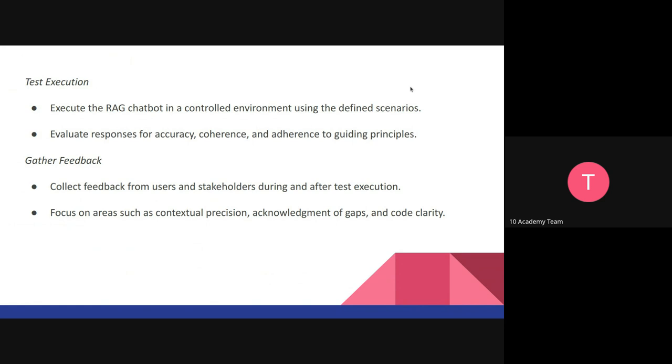So once we define our scenarios and our evaluation data sets, we will execute the RAG chatbot in a controlled environment using those defined scenarios and evaluate how accurately it's responding. And the last step would be gathering feedback. That is, we will let our application be used by users and stakeholders, whoever we're building that pipeline for, and we take feedback from those questions.